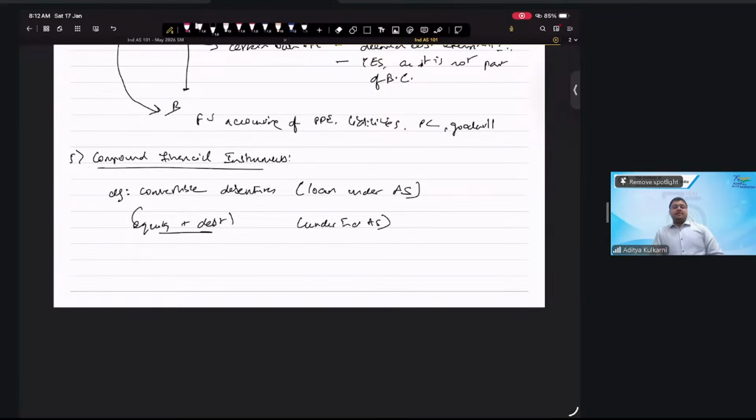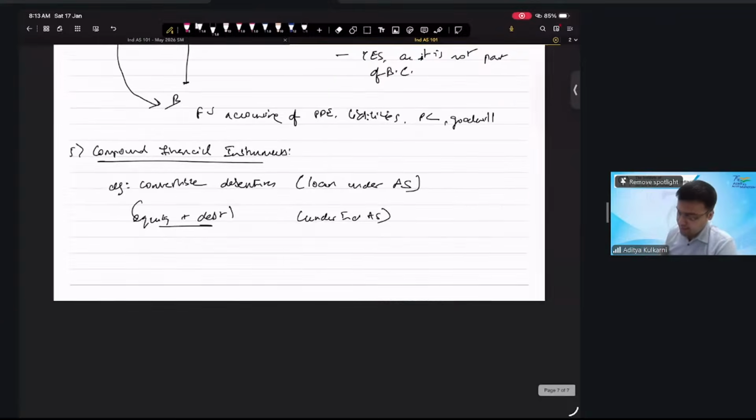Will there be any exemption to this? Answer is no, because you cannot alter the fundamental characteristic of the instrument. You cannot alter that. Okay, so that will be consumed. Now under Ind AS, I will have to take the equity and the debt component. On the date of transition, you will have to present the equity and the debt component.